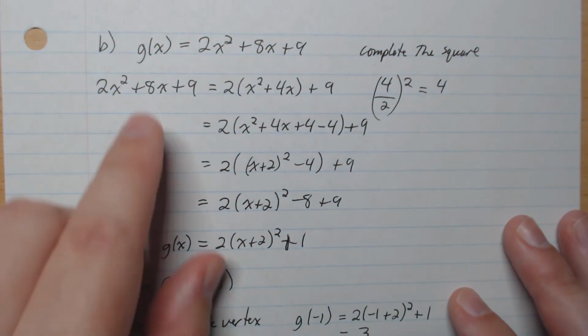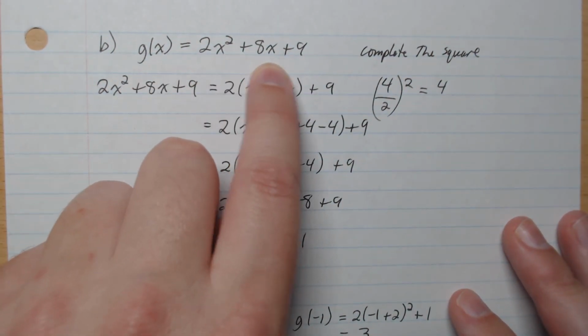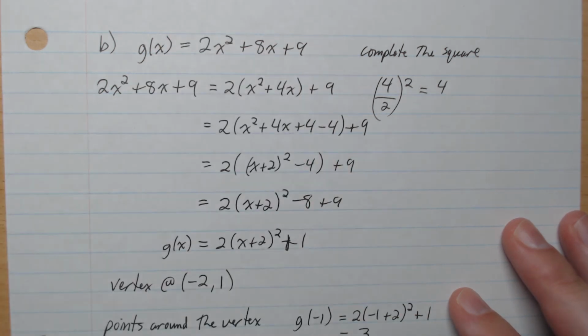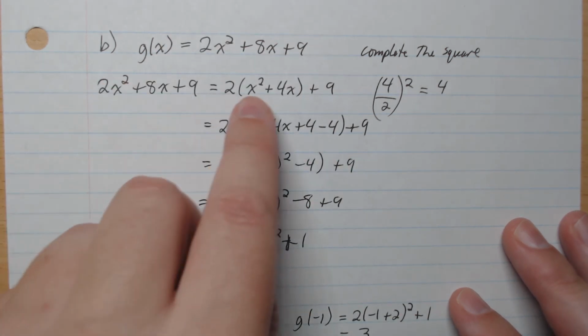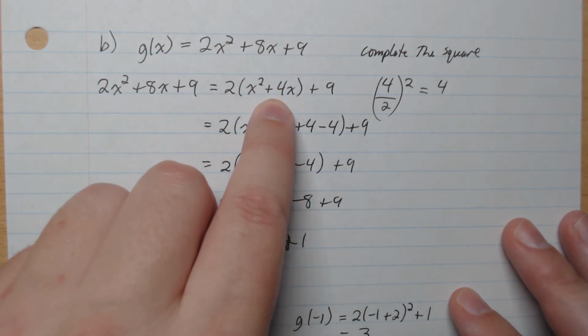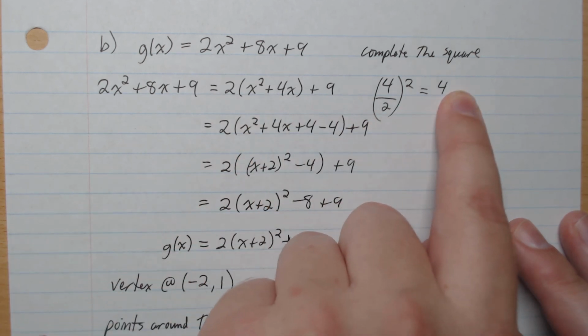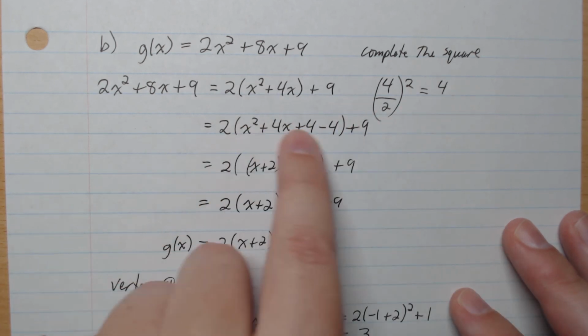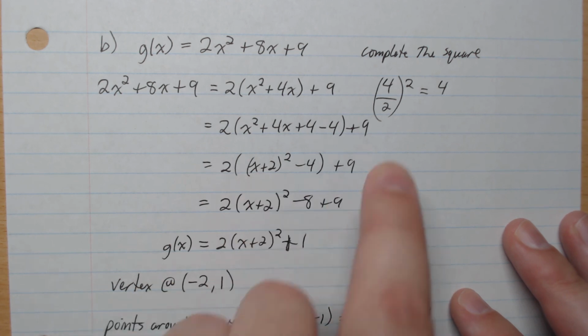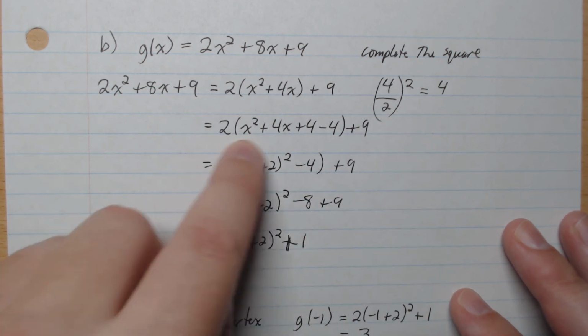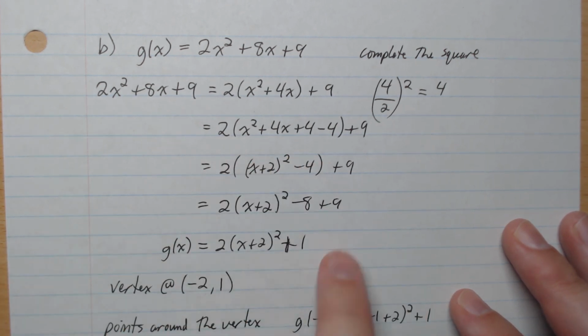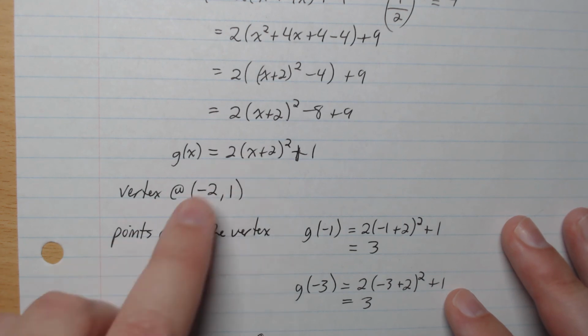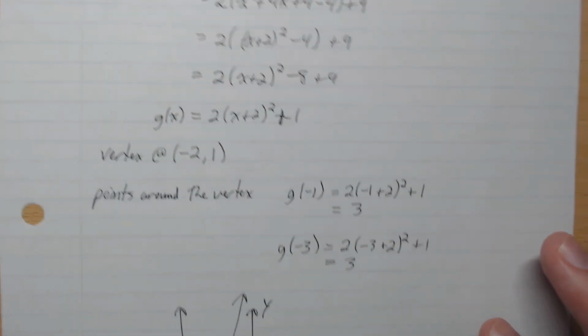Okay, B. G of x equals 2x squared plus 8x plus 9. We're going to complete the square. So we're going to factor out 2 from the first two terms here. 4 divided by 2 squared gives 4, so plus 4 minus 4. This reduces to x plus 2 squared from here like that. Distribute the 2 as such. 9 minus 8 is 1 like that, and so there is our other form. The vertex is negative 2, 1 like that.